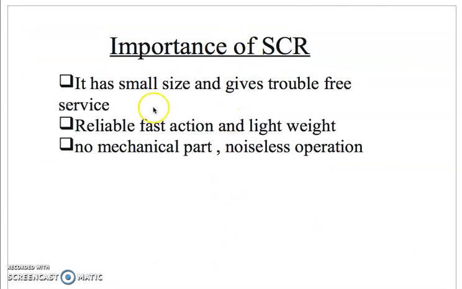Now let us see what the importance of SCR is. What are the advantages? It has small size and it gives trouble-free service. This is the first advantage. Second, it is very reliable, fast acting and lightweight. There are no mechanical parts involved.